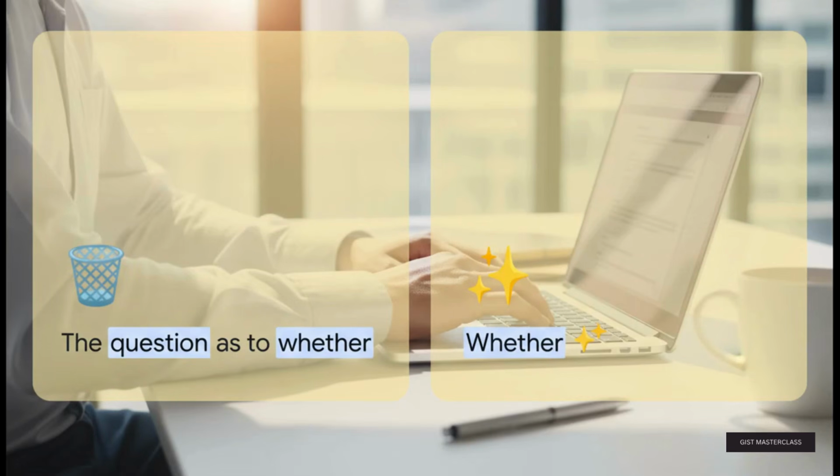A lot of times, people use these long phrases in emails because they want to sound smart, right? Like writing, the question as to whether. Guys, that is 5 whole words. But you can cut 4 of those words and just say whether. Trust me, your reader is going to thank you for getting straight to the point.